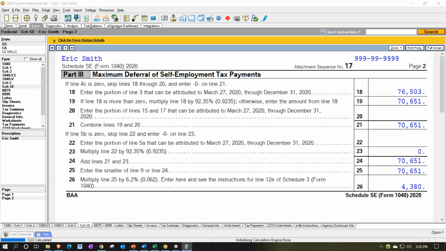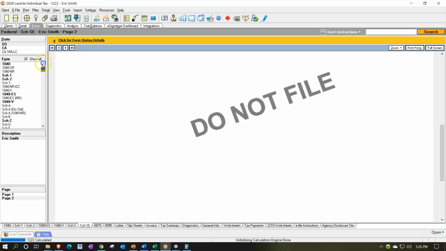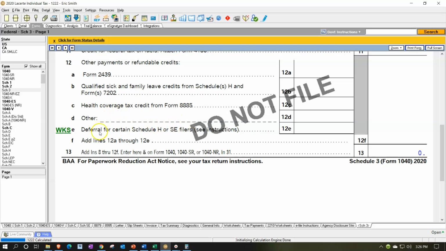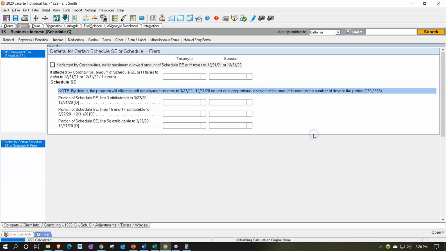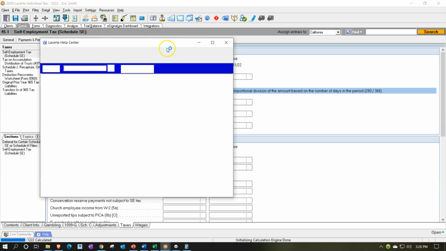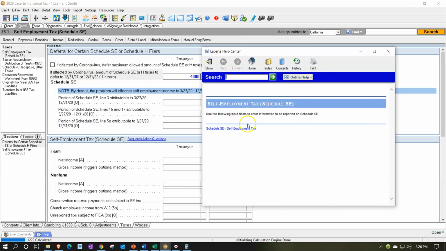So if I was to do that, if I was to say 4380 and go to Schedule 3, 12E. So here's 12E. I'm going to jump to that data input, and I'm going to add here that 4380. This is if affected by the coronavirus, amount on Schedule SE or H taxes to defer to either 12/31/21 or here. I'm going to hit F1 just for a little bit more research on this cell. You can hit F1 and get the basic rundown here: use the following input fields to enter information to be reported on Schedule SE.